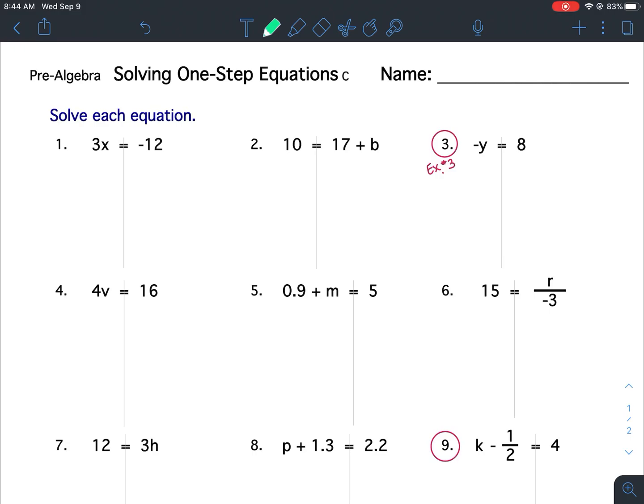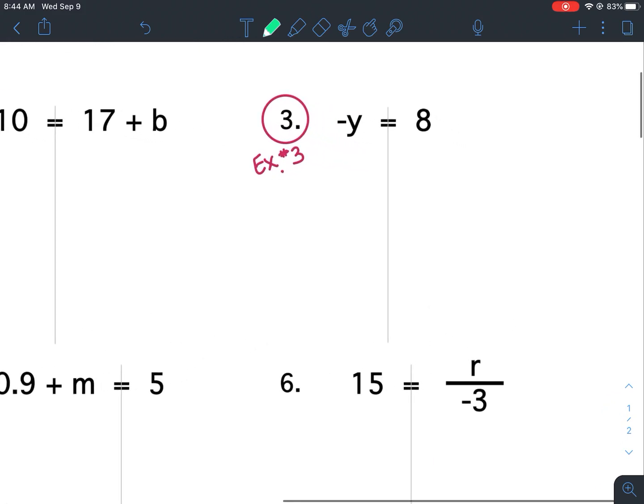I'm going to start, though, with number 3. Number 3 is like example number 3 in your notes, except it's even easier. Notice how there is that negative sign in front of the variable? So that's when you want to squeeze the 1 in there. And it's actually just the second step of example number 3. What that is saying is that the opposite of y is positive 8. The opposite of y is positive 8.